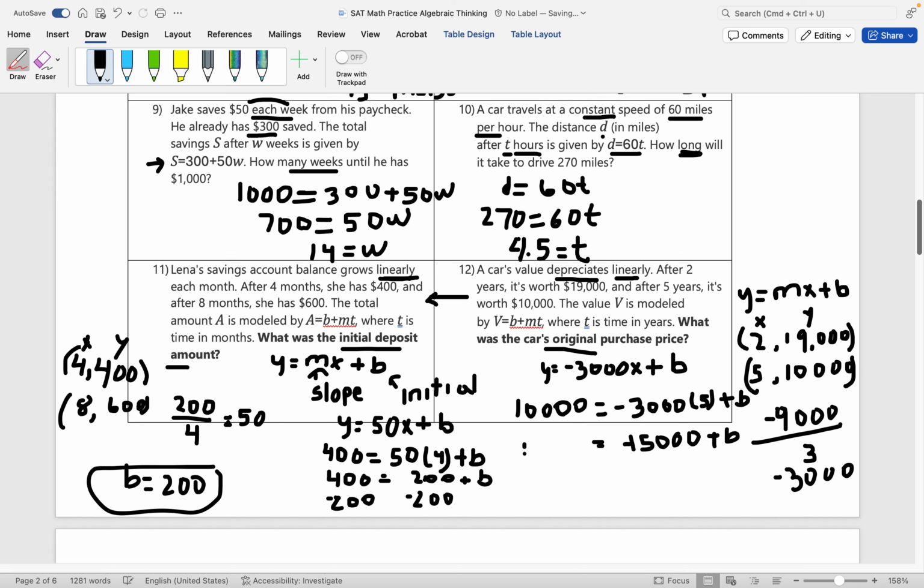To finish my equation, I need to get rid of that negative 15,000. The opposite of negative 15,000 is positive 15,000. In other words, I will have to add it, because if I subtract it, my numbers don't cancel. So when I add it, I get that the original price of the car is 10,000 plus 15,000, which gives you 25,000. That is my answer.